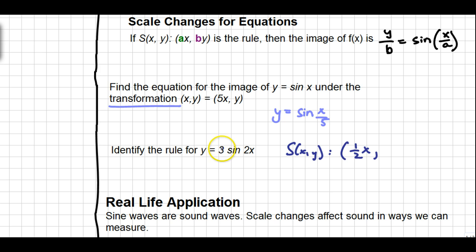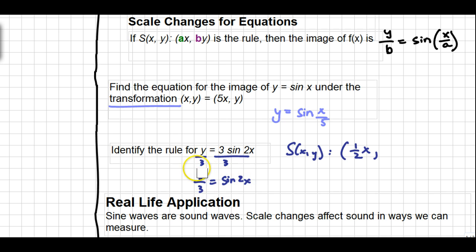The 3 here is not quite as clear. Normally the 3 would be over here with the y, so I'm going to solve this equation so that the y is not alone anymore. If I did that, that would mean I'd have to divide both sides by 3. So now I get y divided by 3 equals sine 2x. So clearly you can see here that in the equation, the y value is being divided by 3. So that means in the rule we would have been multiplying by 3.